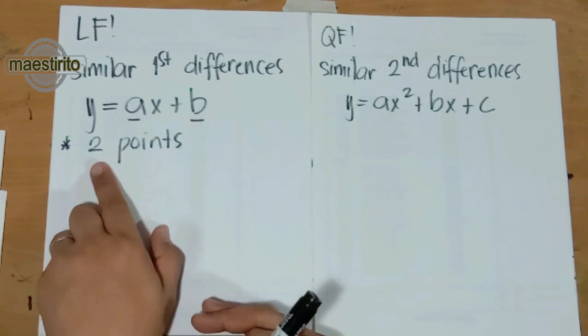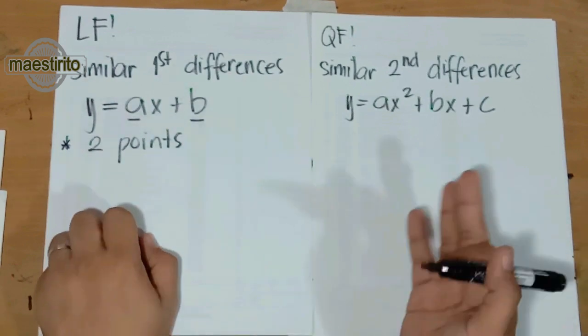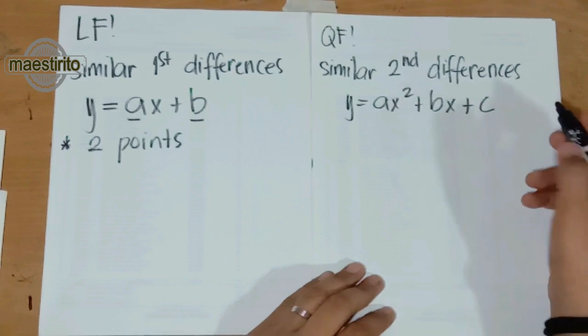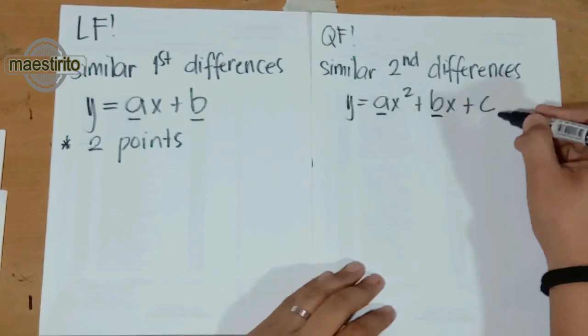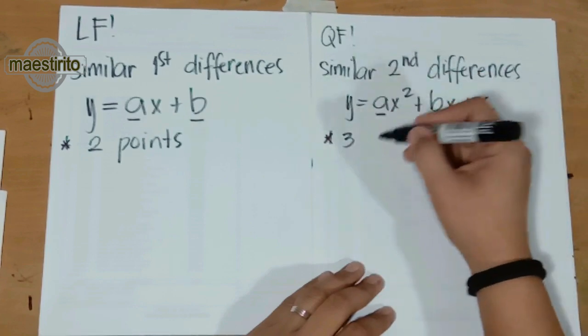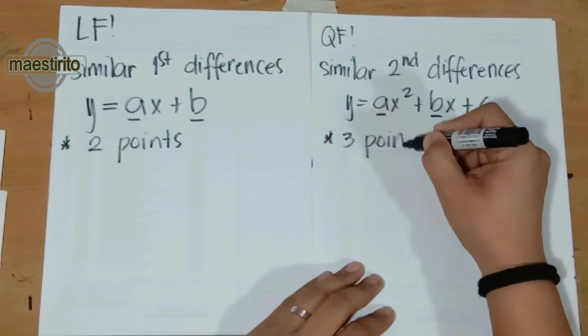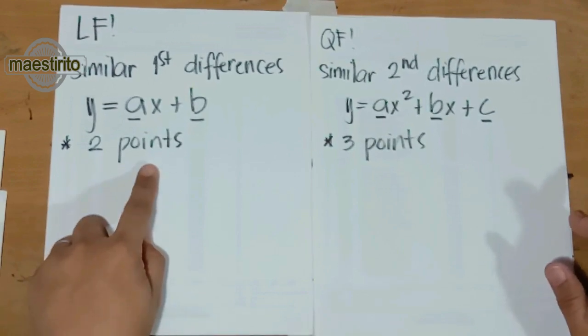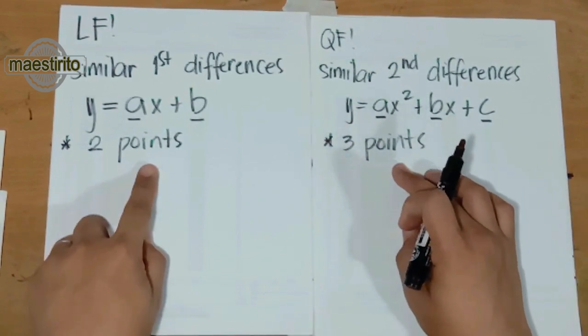No? Instead of saying 2 sets of points, as long as you have understood it before, then there's no problem about that. Okay. So for the quadratic function, since we will be needing 3 constants, that means you will be needing 3 points. Okay. So where are we going to get the 2 points for the linear function? Where are we going to get the 3 points for the quadratic function?